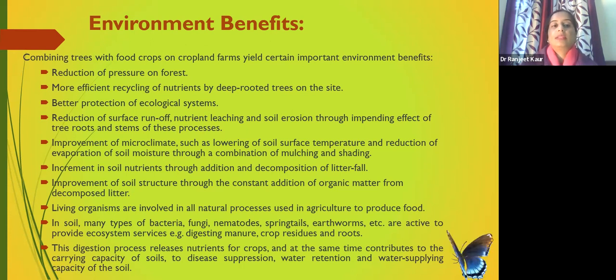In all this production of food, these living organisms are involved. For example, if we take the example of soil, many types of bacteria, earthworms are active to provide ecosystem services, digesting manure, crop residue, and roots. The digestion process releases the nutrients for crops. At the same time, it contributes to the carrying capacity of soils, to the disease suppression, water retention, and water supplying capacity of the soil.